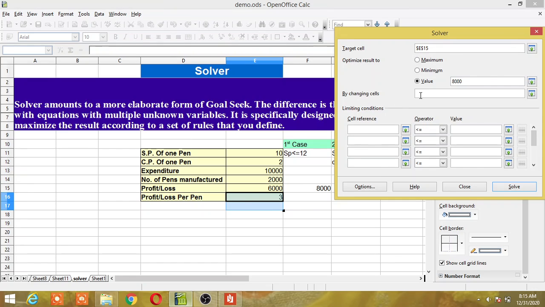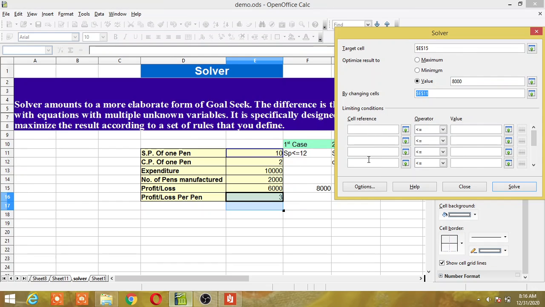Now by changing cells, here you can specify the cell for which you want to change the value. That means I'm selecting the selling price. Why? Because I want to change only the value of the selling price of my pen. So I'll select the cell address of this cell, and now here you can give conditions.